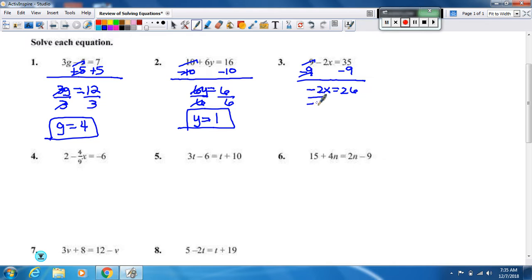Divide both sides by negative 2. Top cancels with bottom. x equals, now there's a negative in the denominator, but there's not a negative in the numerator to cancel it out. For a fraction, it takes top and bottom to cancel it. So it's going to stay negative. And then 26 divided by 2 is 13.